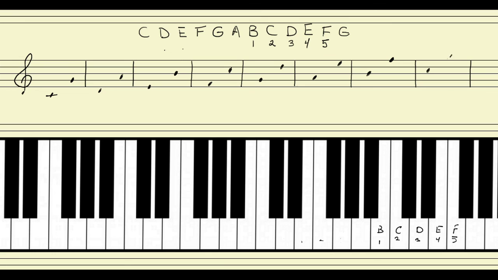And then when we get back to C, a fifth above C is G, just like it is in the octave below. Okay, so this is really easy. We know how to do this. In the next video, we're gonna add one complication to this. We're gonna count the number of half steps between each of these fifths.